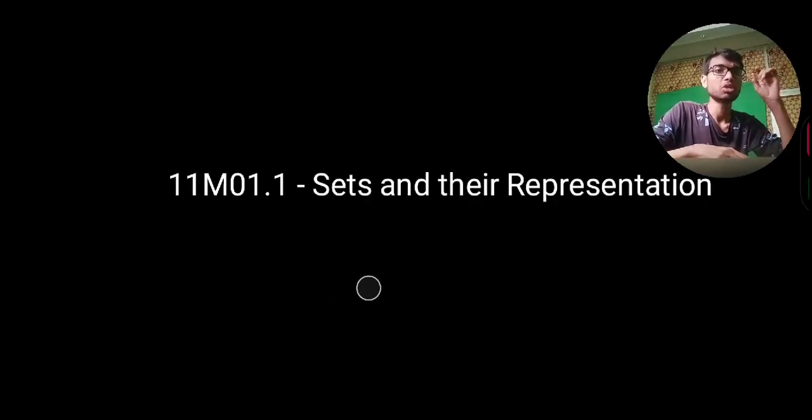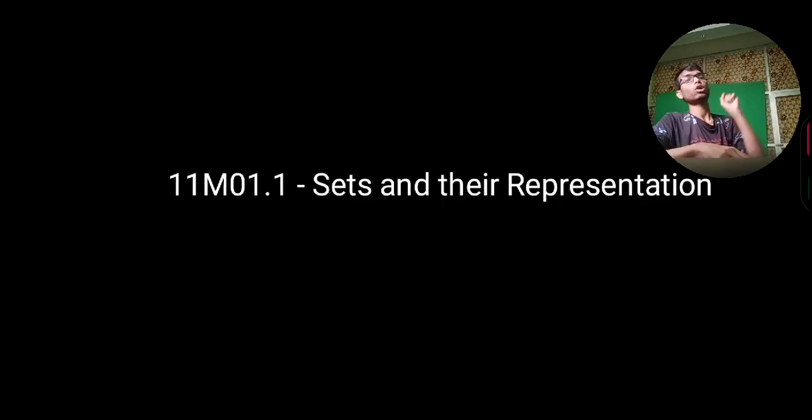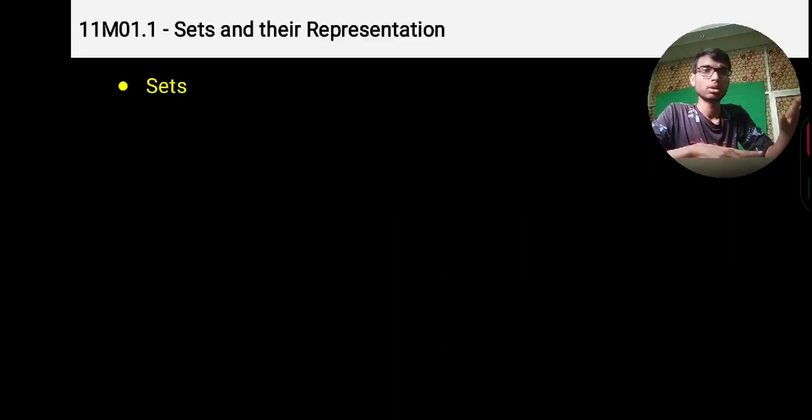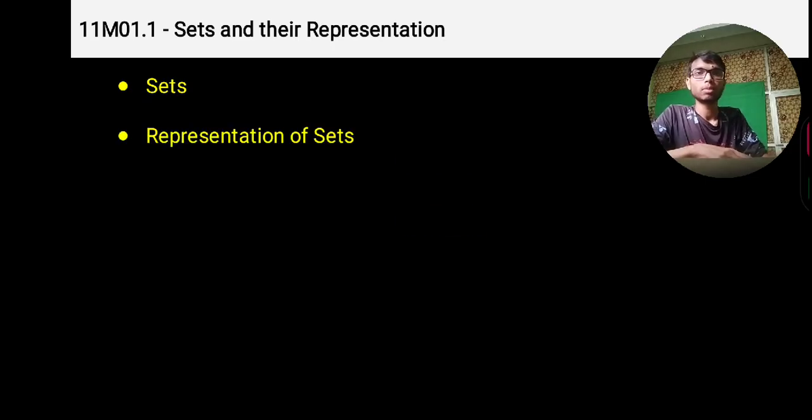Now we are going to see what is the meaning of a set, what is the actual meaning of a set, and how to represent the set. What is the symbol for representing a set? All this we are going to explore right now. Now here we have set and representation of set. We will cover these two. First of all set, then the representation of sets.